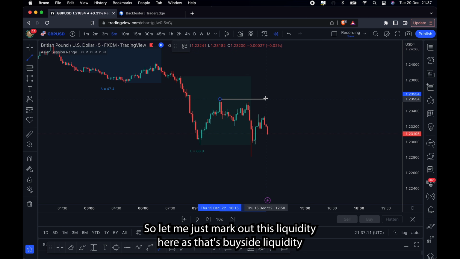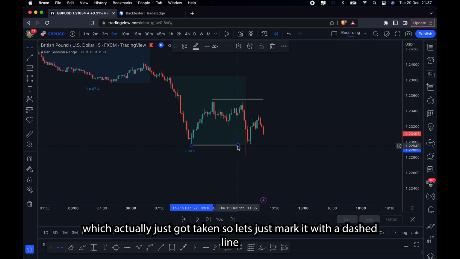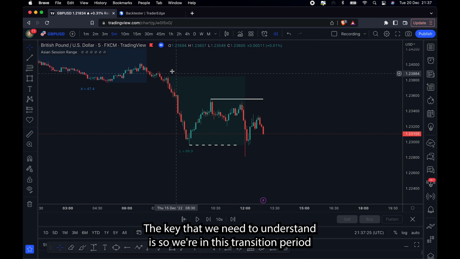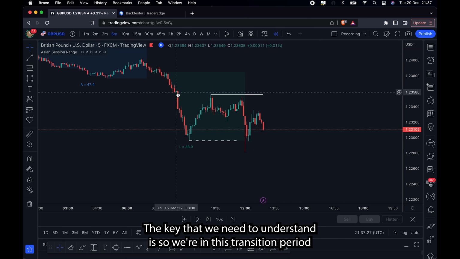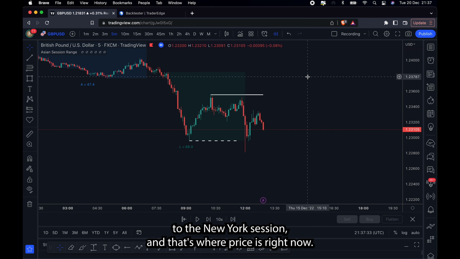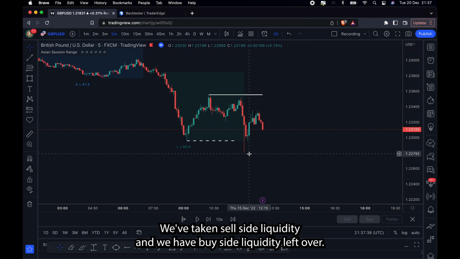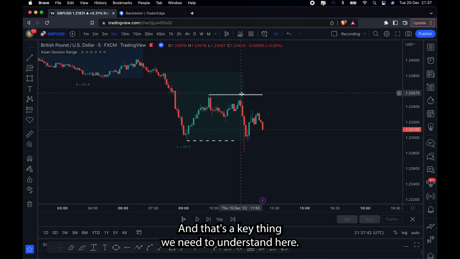So let me just mark out this liquidity here as that's buy side liquidity, and this liquidity here, which was previously sell side liquidity, which actually just got taken. So let's mark it with a dashed line. The key that we need to understand is, we're in this transition period within the market where we're transitioning from the London session to the New York session, and that's where price is right now. We've taken sell side liquidity and we have buy side liquidity left over. And that's the key thing we need to understand here.